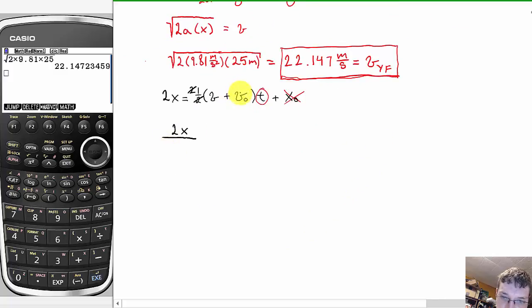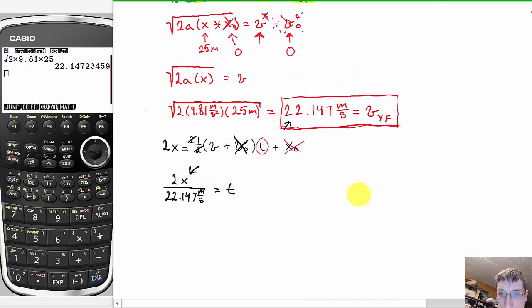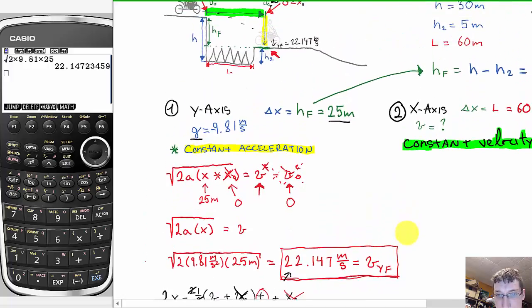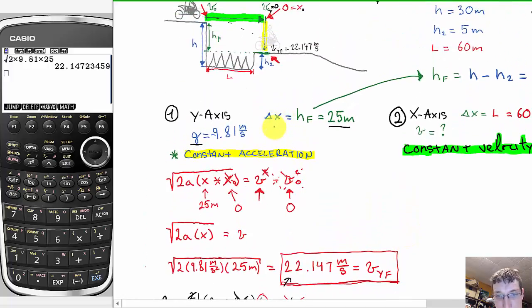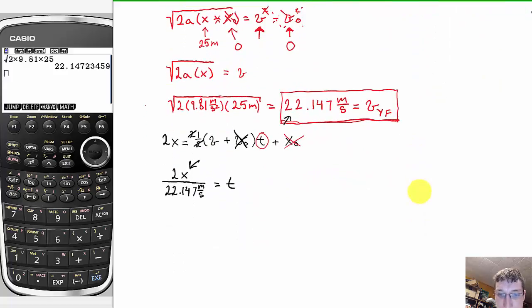So this term falls out. We're just left with velocity, which we know what our final velocity is from right here. We just got it: 2.147 meters per second equals time. And our x is going to be the change in x, or the height, 25. So we can sub that to be 25 meters.